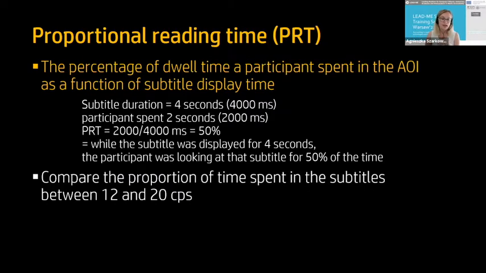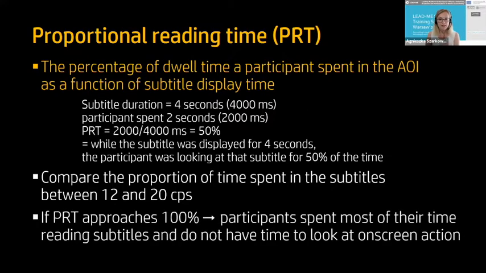50% of the time. And what we wanted to do is compare this proportion of time spent in the subtitles when they were slow and when they were fast. And the idea behind all this is that when PRT is higher, when it approaches 100%, that would mean that participants spend most of their time reading the subtitles, looking at the subtitles, but they don't have time to look at the on-screen action.